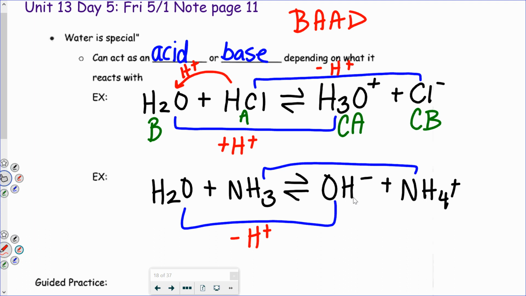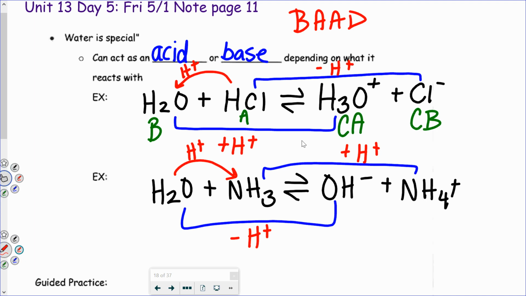Going from NH3 to NH4 plus, I gained a hydrogen ion. Remember, all of the trading of the hydrogens goes on the reactant side. Nothing happens over here. So since this lost a hydrogen, and this gained a hydrogen, this must have given its hydrogen ion. The water must have given its hydrogen ion to the NH3 for that to occur.